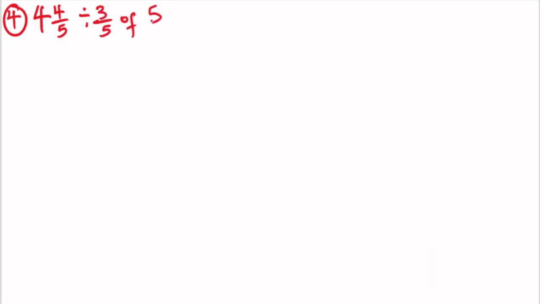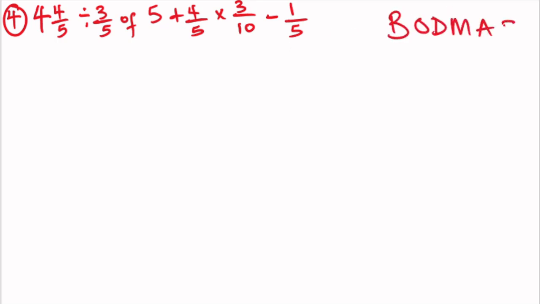Question number 4 says 4 whole number, 4 over 5, divided by 3 over 5 of 5 plus 4 over 5 times 3 over 10 minus 1 over 5. So we are asked to simplify 4 whole number, 4 over 5 divided by 3 over 5 of 5 plus 4 over 5 times 3 over 10 minus 1 over 5. So let's have our acronym here, BODMAS. Then after that, let's convert the only mixed fraction here.